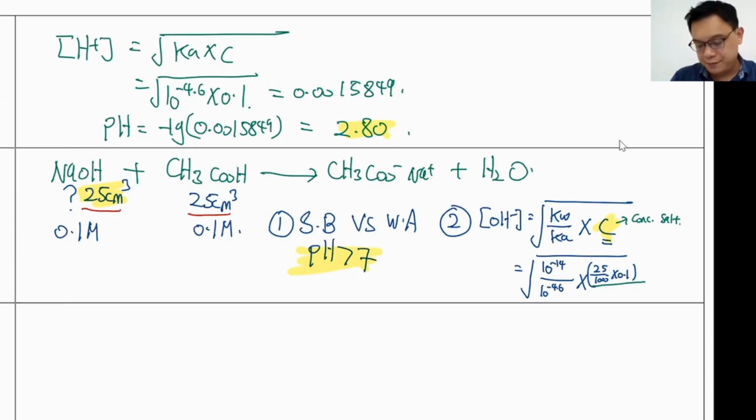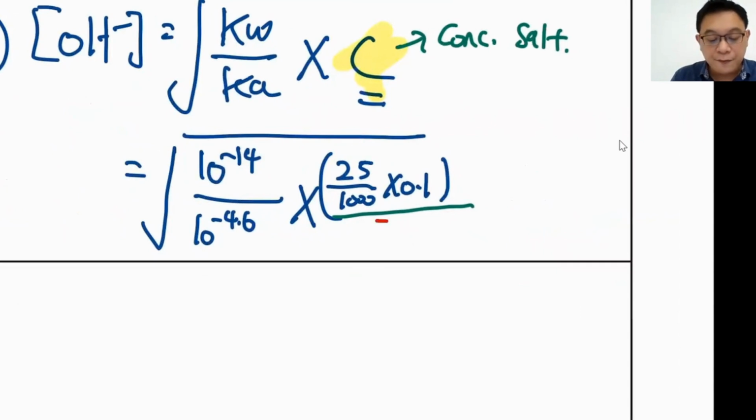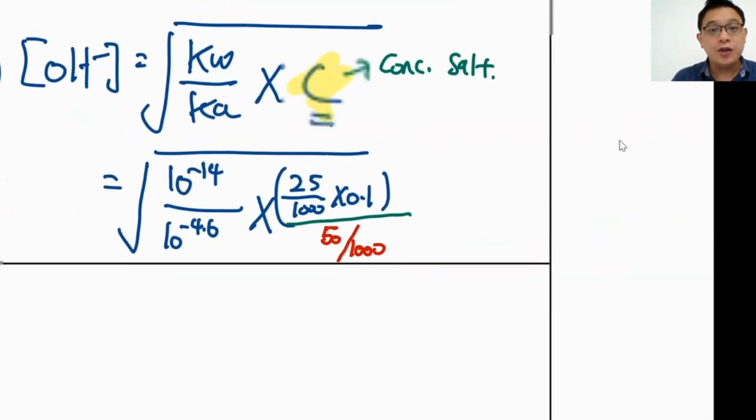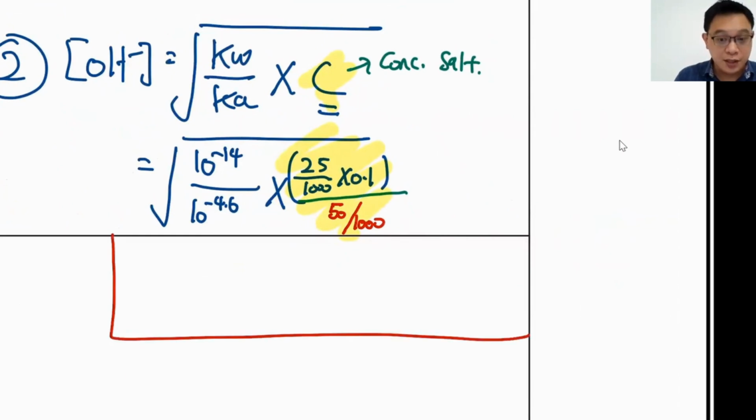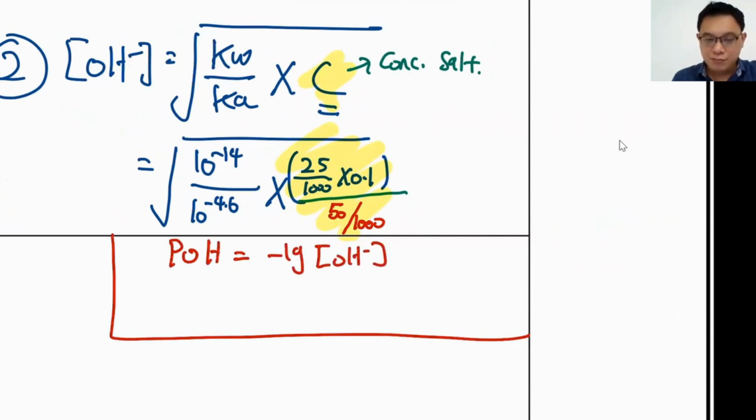Not 25. So that means here, you need to divide by 50 over 1,000. Then you find your OH minus concentration. I will leave the calculation for you because this is the most critical. After you find the OH minus concentration, are we able to determine the pOH value, which is negative log of your OH minus, right from top? Of course. Can you find the pH value? Yes, 14 minus pOH.